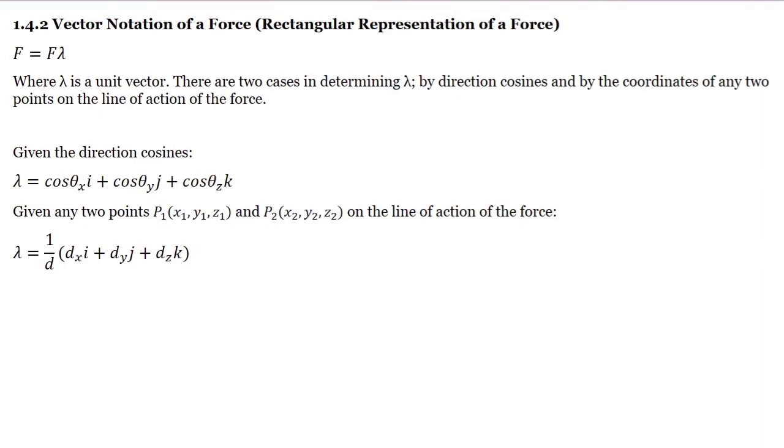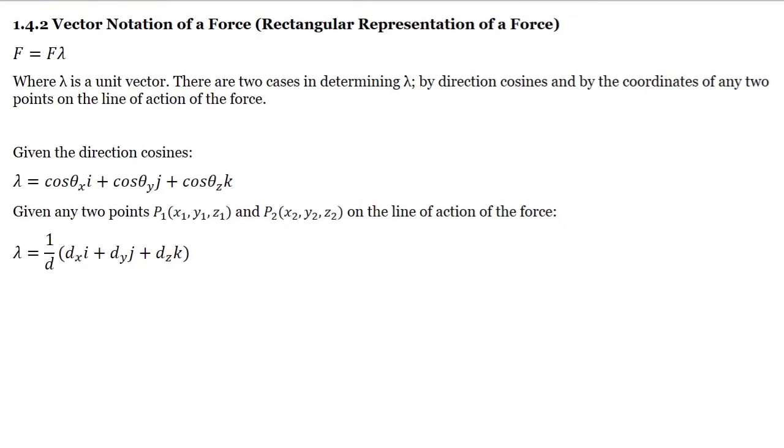If we are given the direction cosines, we can say that lambda is just equal to cosine theta x i plus cosine theta y j plus cosine theta z k. I, j, k refer to the direction, wherein i is for the x direction, j is the component along the y direction, and k is the component along the z direction.